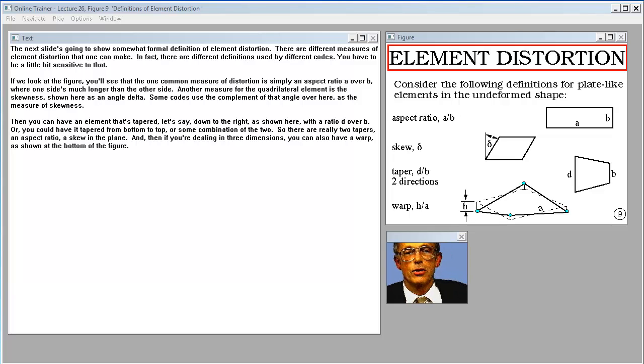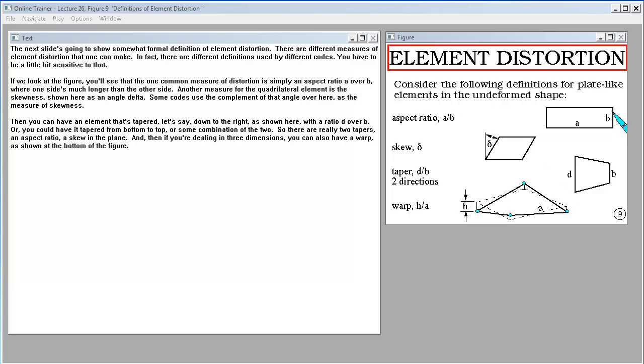The next slide is going to show a somewhat formal definition of element distortion. There are different measures of element distortion that one can make. And in fact, there are different definitions used by different codes. So you have to be a little bit sensitive to that. If we look at the figure, you'll see that the one common measure of distortion is simply an aspect ratio A over B, where one side's much longer than the other side.